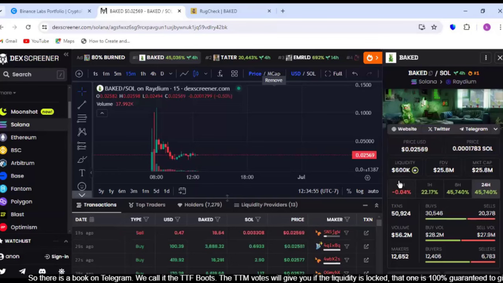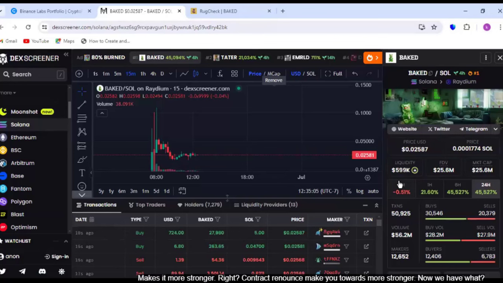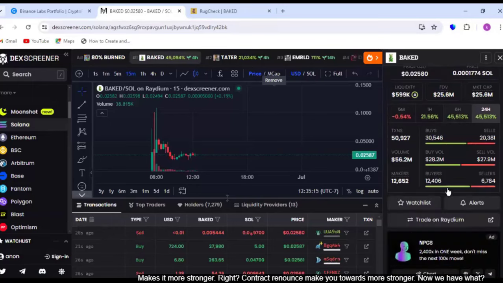On liquidity being locked. Number two, it will tell you if the contract is renounced, right? If it is renounced, it makes it stronger, right? Contract renounced makes it what? More stronger. Now we have what?